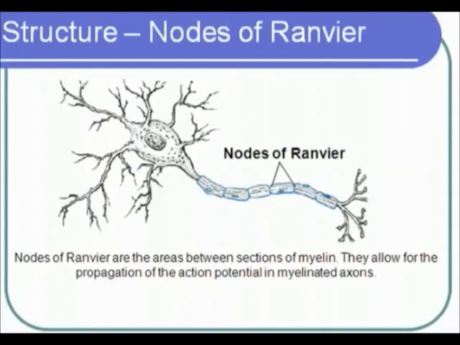The myelin sheath that surrounds many axons is not continuous. There are areas between sections of myelin. These areas are called nodes of Ranvier. Nodes of Ranvier are not electrically insulated, and they allow the neural signal to travel even faster by jumping from node to node down the axon.